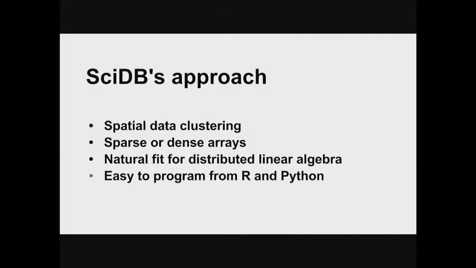But most importantly, data that are stored next to each other in the coordinate system are stored next to each other in your network. So there's a natural user-defined spatial clustering of data in the system that severely reduces the movement of data across the network, which for many terabytes of data is a very important objective. Data in SciDB can be sparse or dense, and it's an obvious natural fit for large-scale distributed linear algebra applications. And most importantly, for end users, we're trying to make the system very easy to program from Python and R, which are two very widely used languages in science these days.